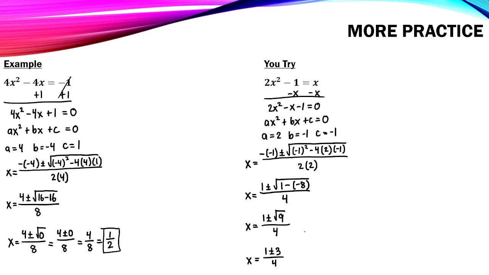Once you get to this step, we could go ahead and split it up into our two equations. So the first one is going to be 1 plus 3 over 4, and the second one would be 1 minus 3 over 4. Once we solve these, 1 plus 3 gives us 4 over 4, so this is just going to be 1. The second one, 1 minus 3, gives me negative 2 over 4.